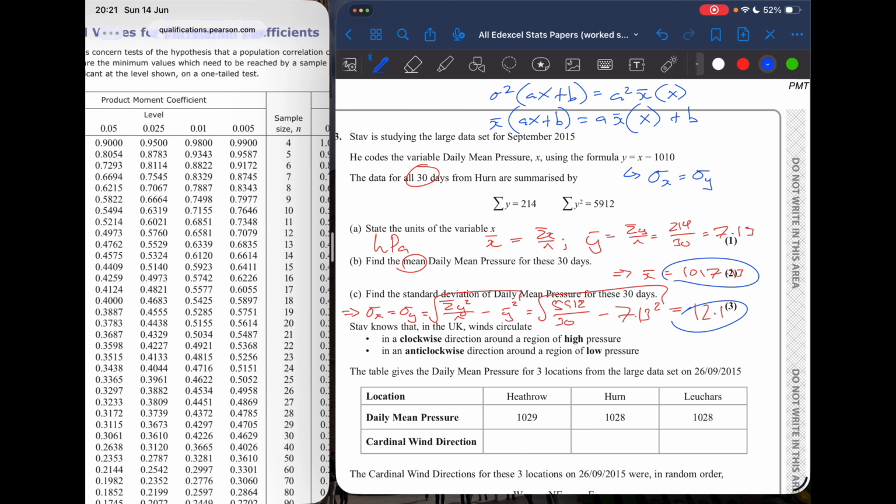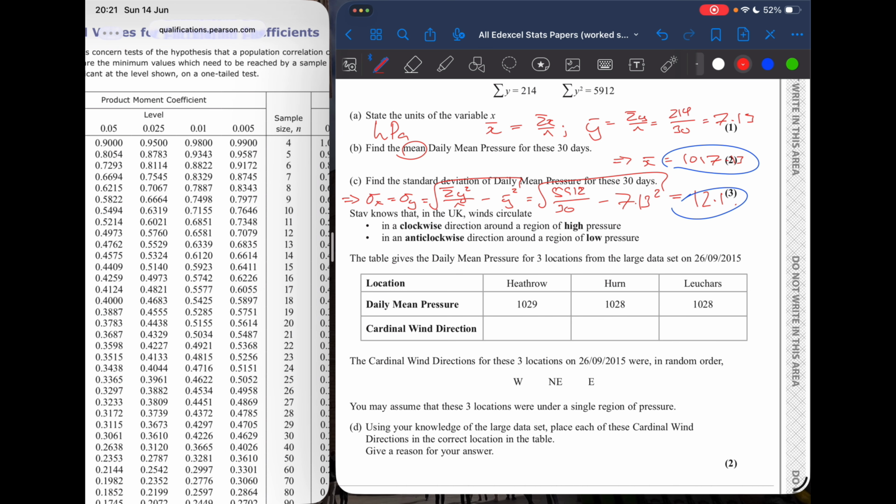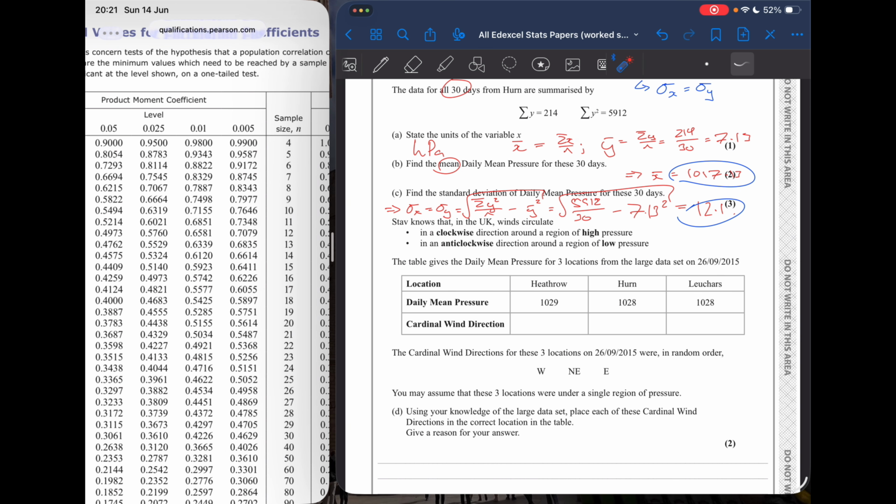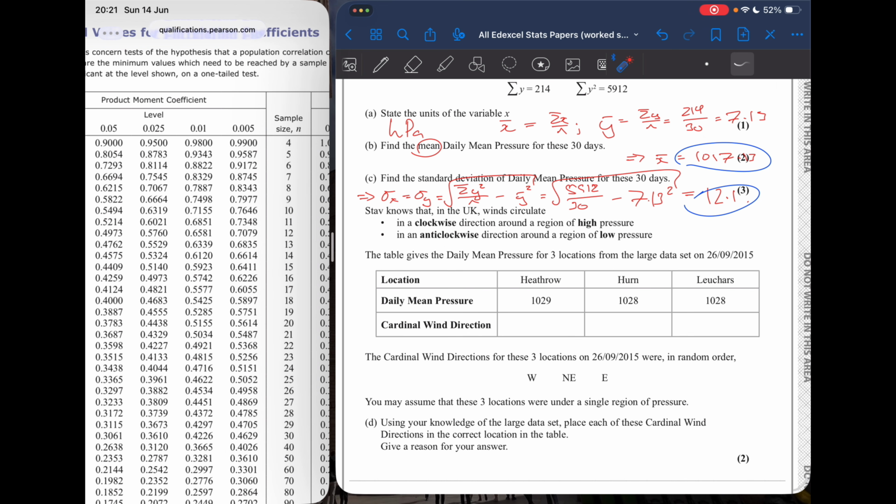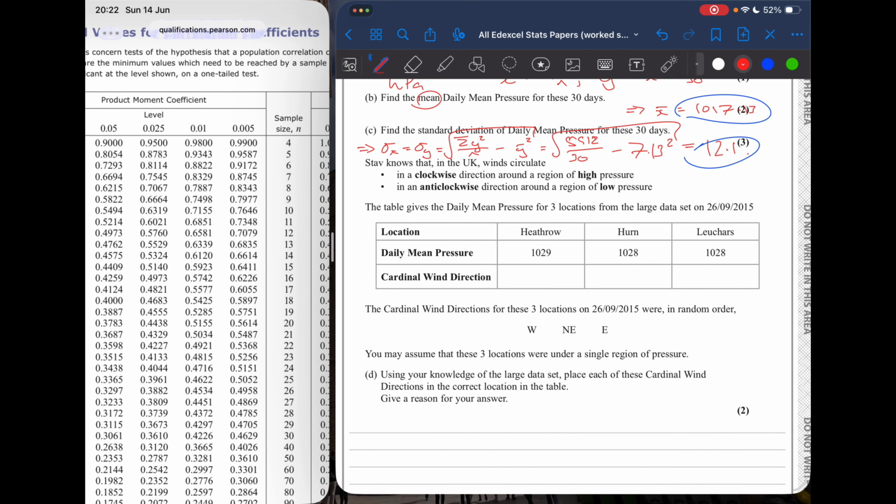Lovely. What's next then? Oh, there's wind stuff. Okay, yeah. Some of these large data set things I don't know, so I'm just reading the mark scheme. I know some bits, but it's not always true. So we want to think about which way the wind is going. On here, I can't remember exactly how the map was going.